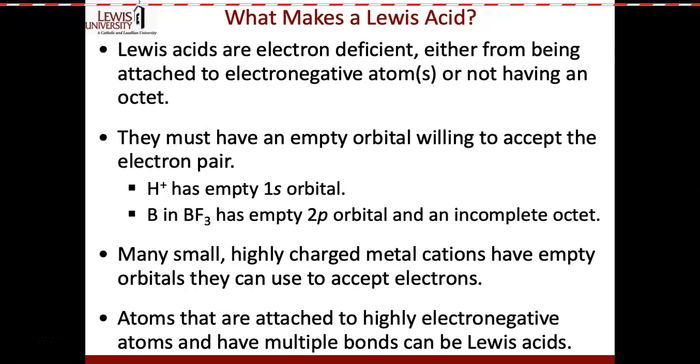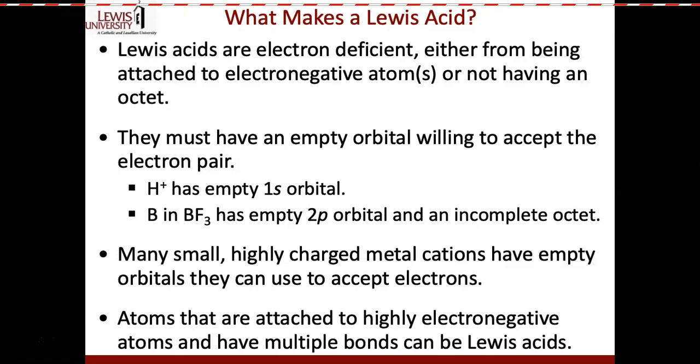For Lewis acids, you have to have something that's electron deficient. Usually this happens when an atom's attached to a really electronegative atom, or it doesn't have an octet. You also have to have an empty orbital willing to accept the electron pair. For instance, H+ serves as a really good Lewis acid because it has an empty 1s orbital. Boron in BF3 has an empty 2p orbital in an incomplete octet, so it can readily accept electrons there. It's a good Lewis acid.